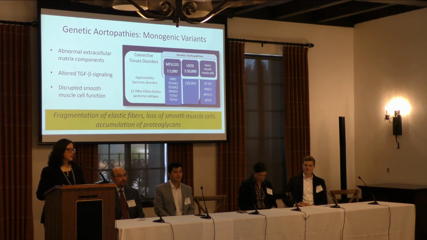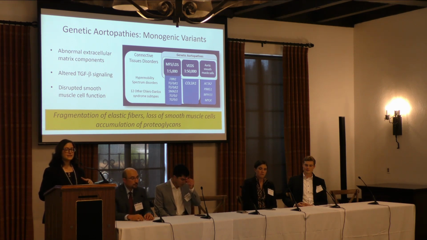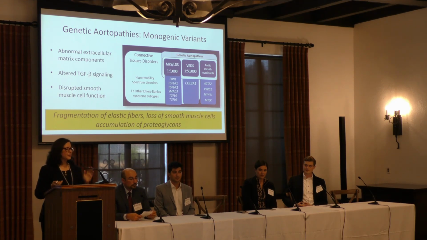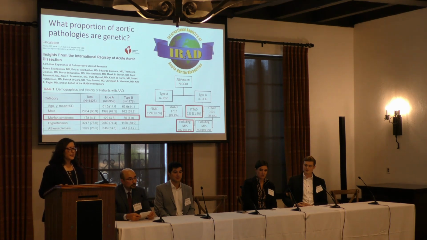When we're talking about genetic aortopathies, generally speaking, people are thinking about monogenetic variants, or they're thinking about Marfan syndrome, Loeys-Dietz, and vascular EDS. In terms of frequency, Marfan syndrome affects 1 in 5,000 people, and vascular EDS affects 1 in 50,000 people, so there are about 7,000 people in the United States living with this disease. So kind of rare, but again, remember it's a rare disease with a severe phenotype that we can learn a lot from. Ultimately, what these diseases cause is fragmentation of the elastic fibers in the aorta, loss of smooth muscle cells, and accumulation of proteoglycans. And it makes the aorta very vulnerable to dissection and aneurysms.